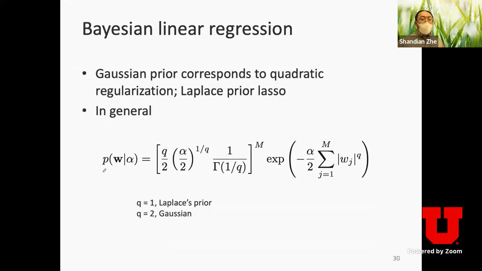And then we talked about the general Bayesian prior, which gives different types of regularization effect. If we choose Q to be 1, it becomes the so-called Laplace prior, which corresponds to the lasso sparse regression technique, which has been used for decades. If Q equals 2, it is called a Gaussian prior.